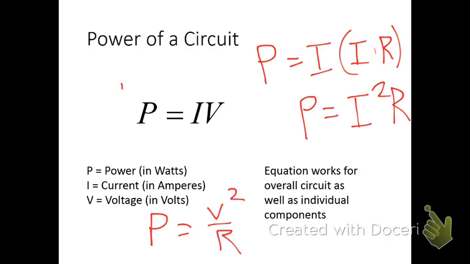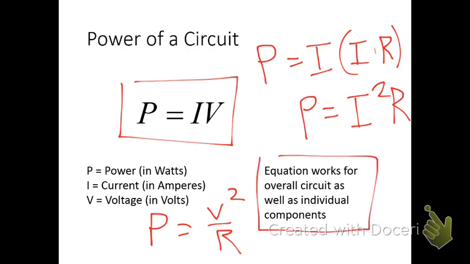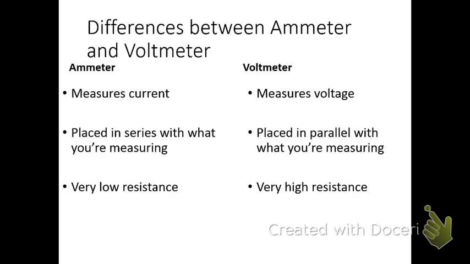However way you want to slice it, it all comes back to current times voltage. Similarly, this equation works for the overall circuit as well as its individual components. Power is going to be measured in watts, current in amperes, and voltage in volts.